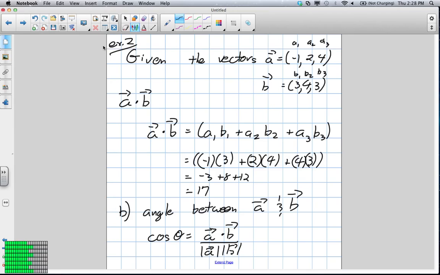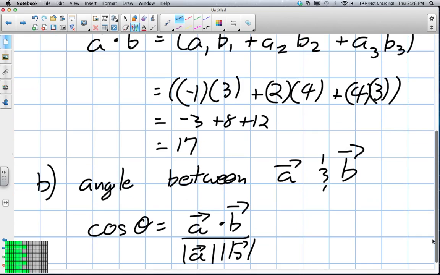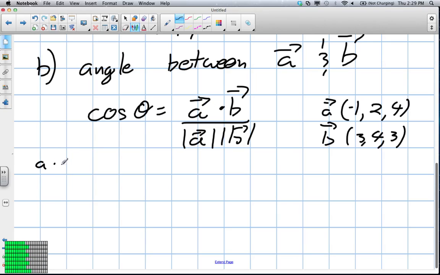Now, I'm going to refer back to something we learned a little while ago. Okay, the absolute value of vector A. Vector A had the values of -1, 2, and 4. And vector B had the values of 3, 4, 3. We know what the dot product of A and B is. What is that number? 17. We already figured that out, which is good. We know the top of this fraction.